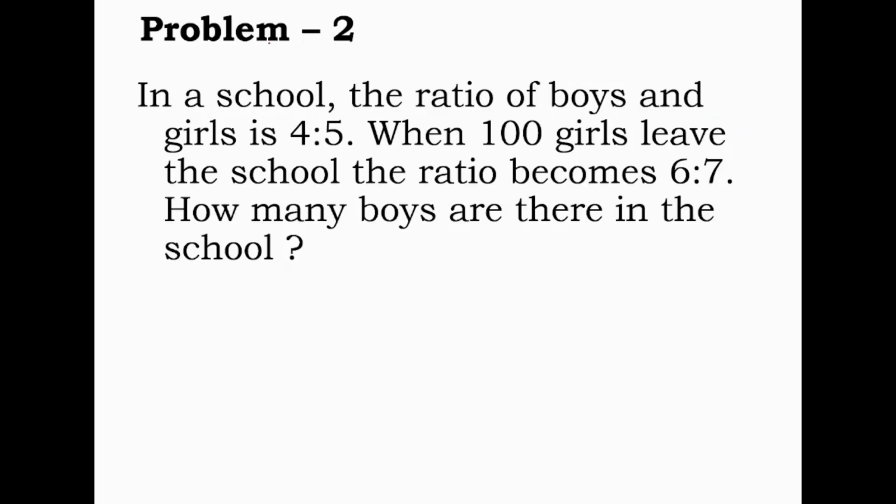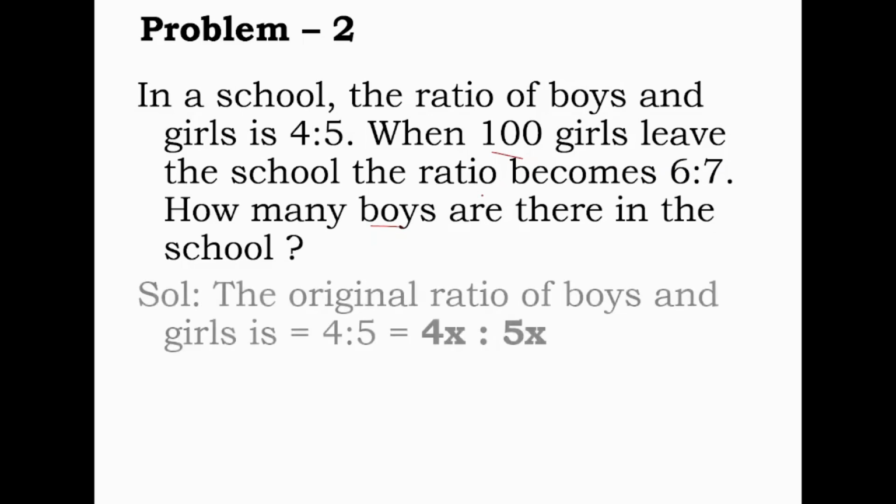Now see the second problem. In a school, the ratio of boys and girls is 4 is to 5. When 100 girls leave the school, the ratio becomes 6 is to 7. How many boys are there in the school? So we have to find the number of boys originally in the school.